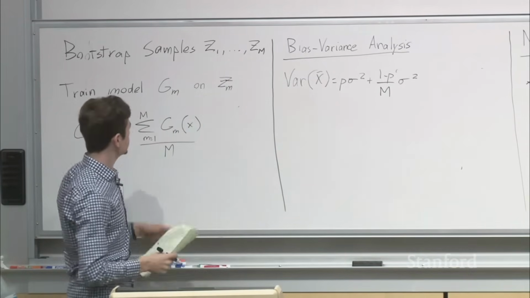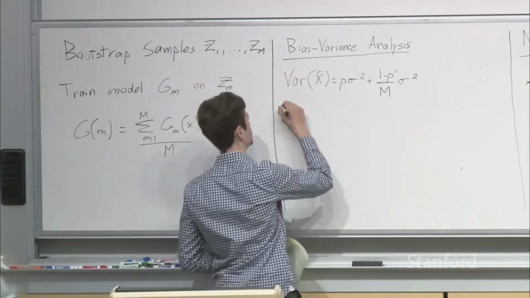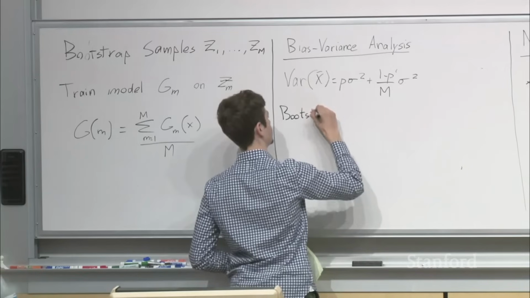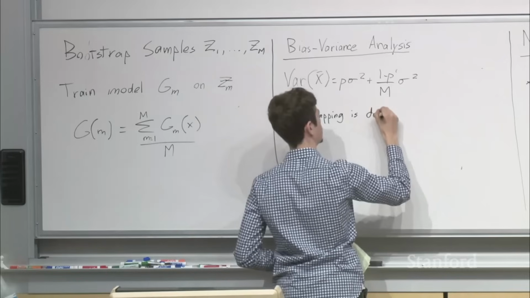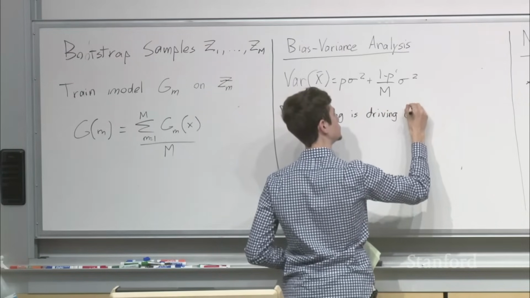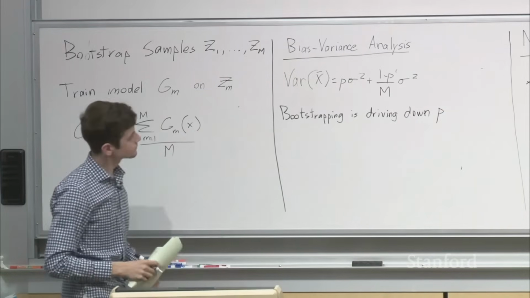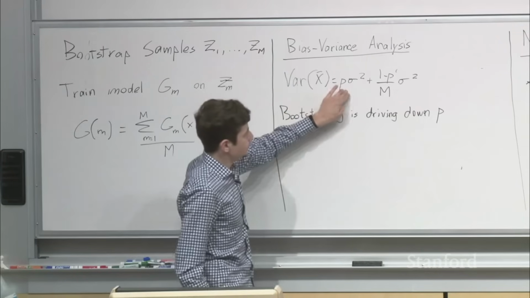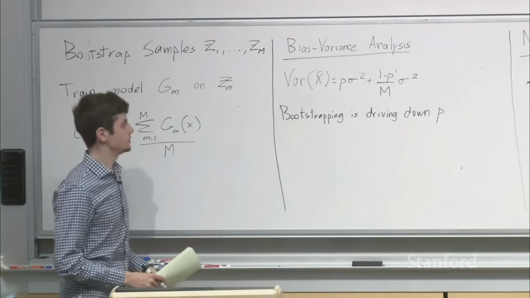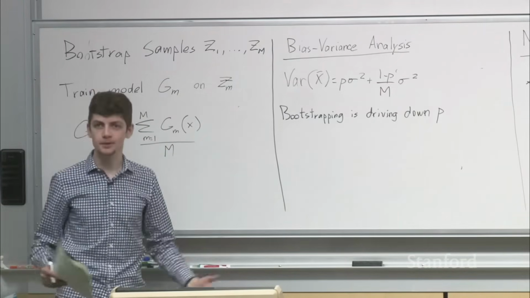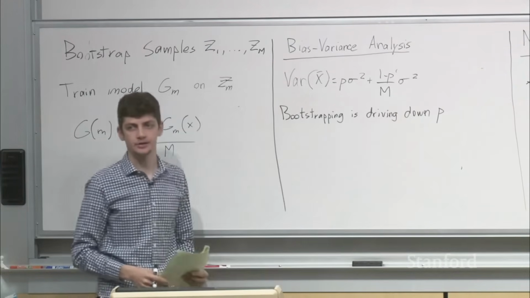What you're doing by taking these bootstrap samples is decorrelating the models you're training. Bootstrapping is driving down rho, okay? And by driving this down, you're making this term get smaller and smaller. Your question might be, what about this term here? It turns out you can take as many bootstrap samples as you want, and that increases M and slowly drives down this second term.